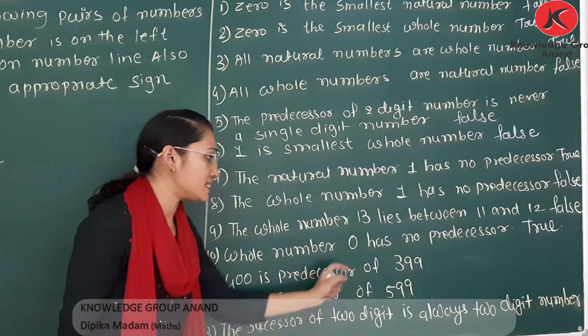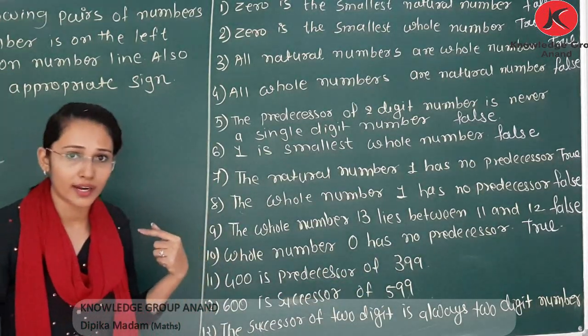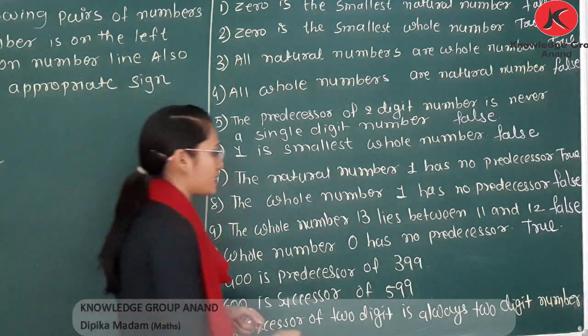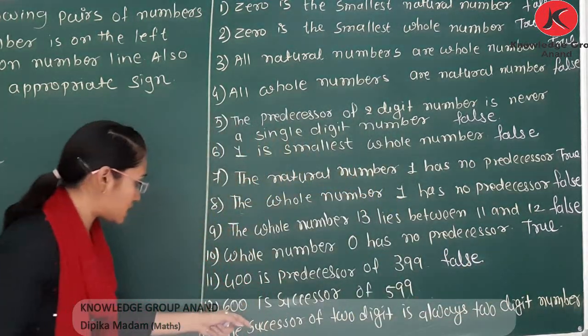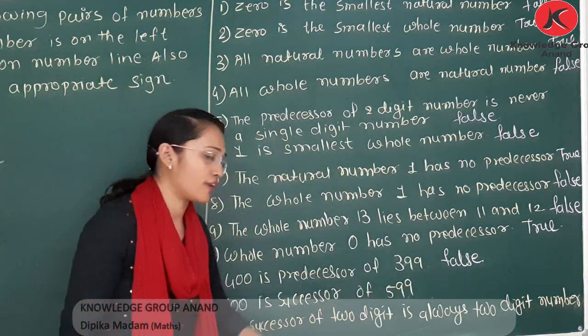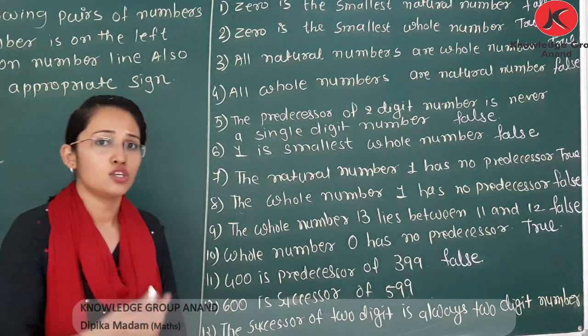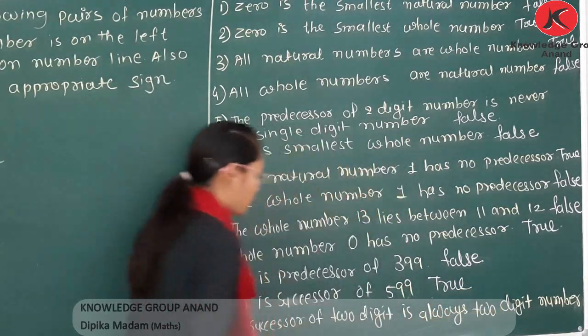400 is the predecessor of 399. Does 400 come before 399? No, it is the successor of 399. So the answer is false. 600 is the successor of 599. Does 600 come after 599? Yes, so it is true. Okay, last.